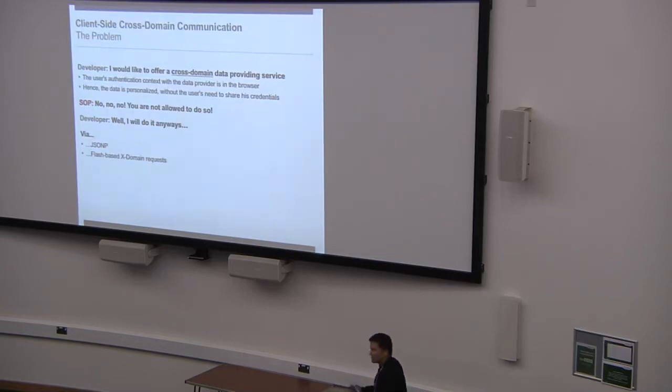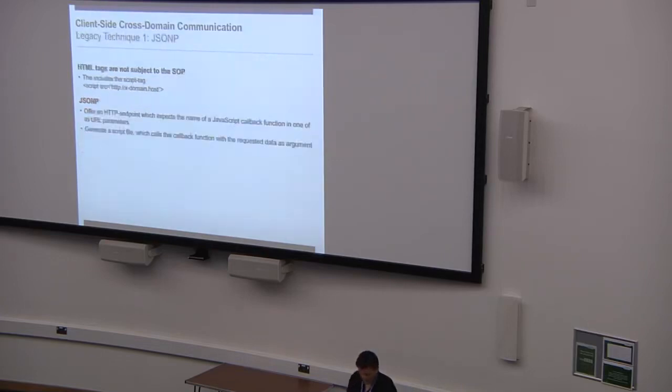Well, developers are intelligent, and they found ways to work around these restrictions in the browser. There are basically two ways to do so, and these are JSON-P and Flash-based cross-domain requests. We will now look into these two cases and look into the security. So let's first see what JSON-P is.